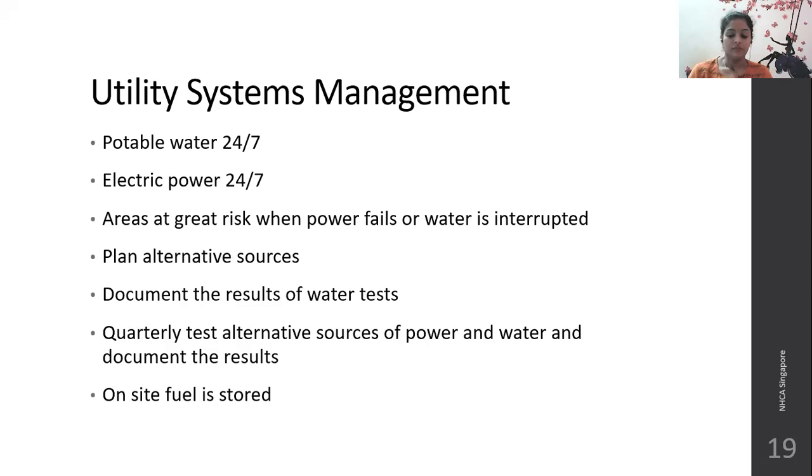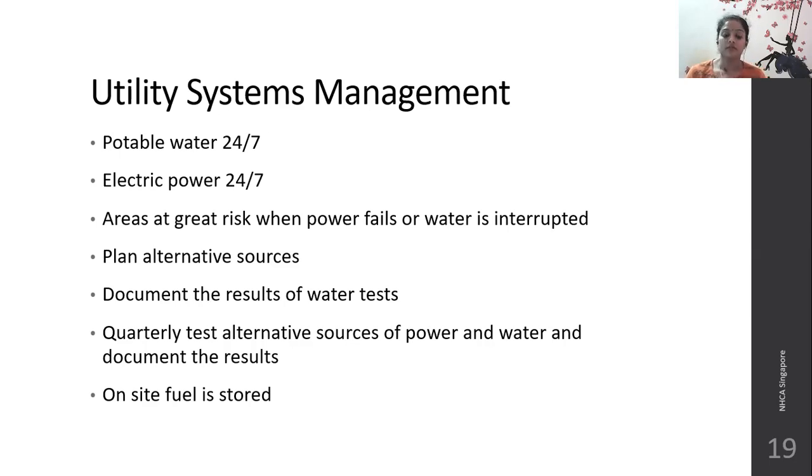Utility systems management. The things you have to remember here is that 24/7, 7 days a week, the hospital should have potable water. 24 hours, 7 days a week, electric power should be there. There should be no disruption in the power. Areas at great risk when power fails or water fails, you have to identify which areas will be at great risk, and a secondary substitute should be provided. Plan alternative sources of both power and potable water as and when required.